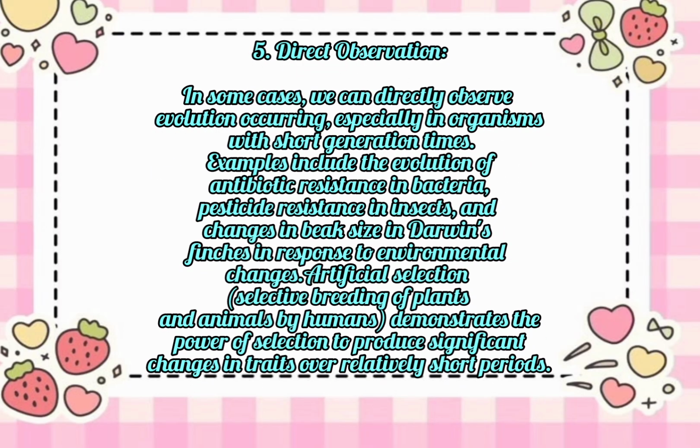Direct observation. In some cases, we can directly observe evolution occurring, especially in organisms with short generation times. Examples include the evolution of antibiotic resistance in bacteria, pesticide resistance in insects, and changes in beak size in Darwin's finches in response to environmental changes.